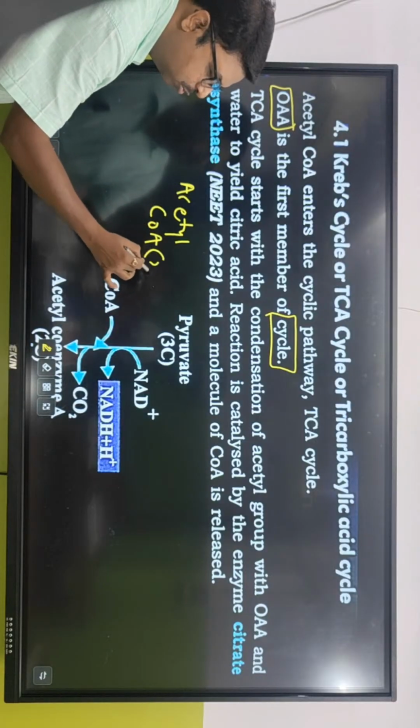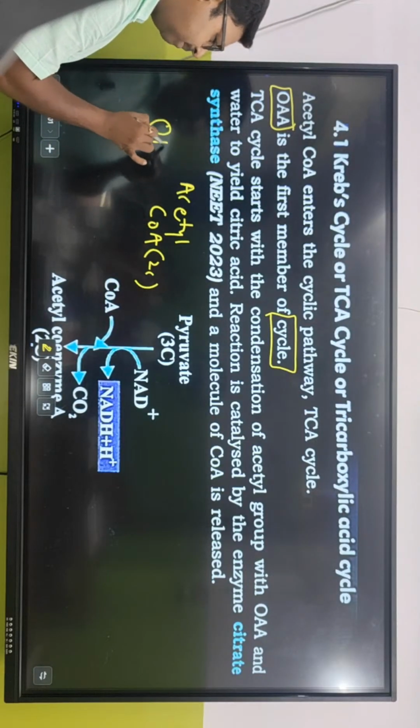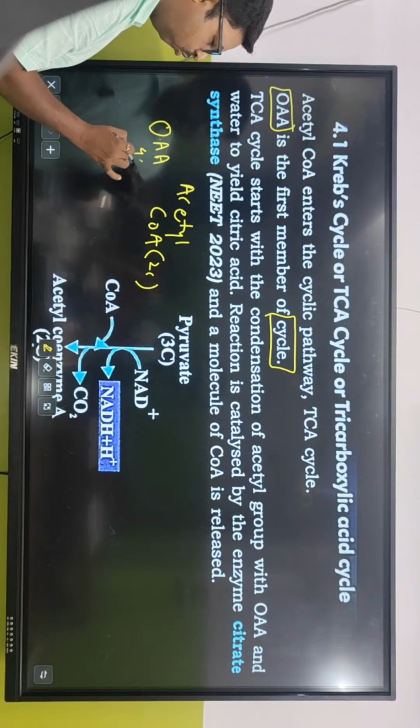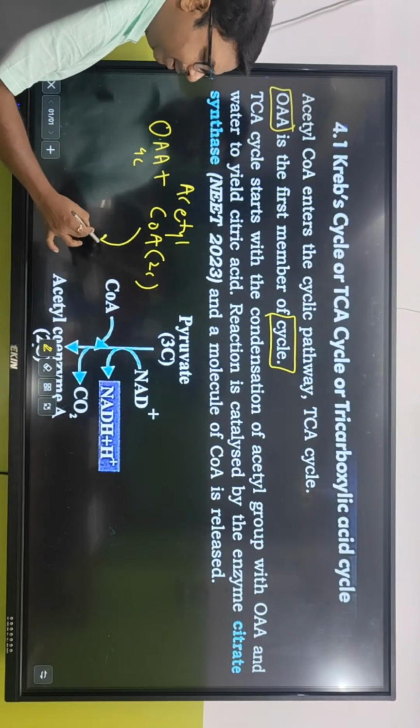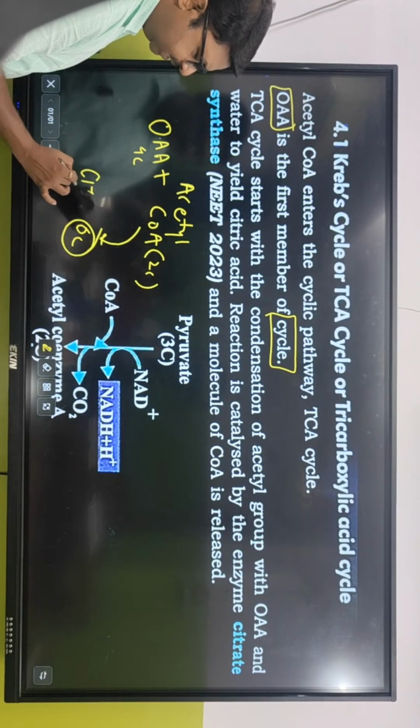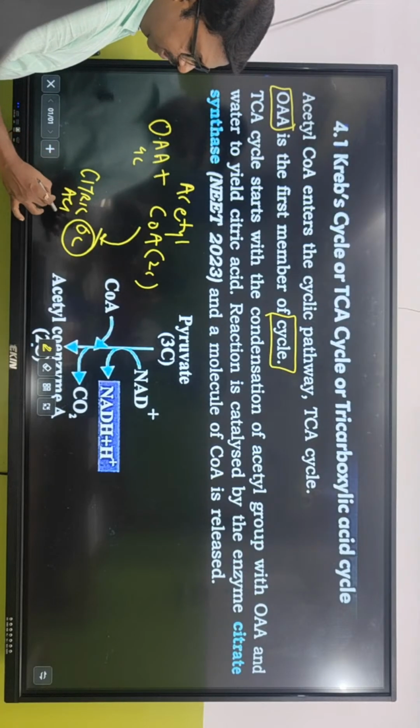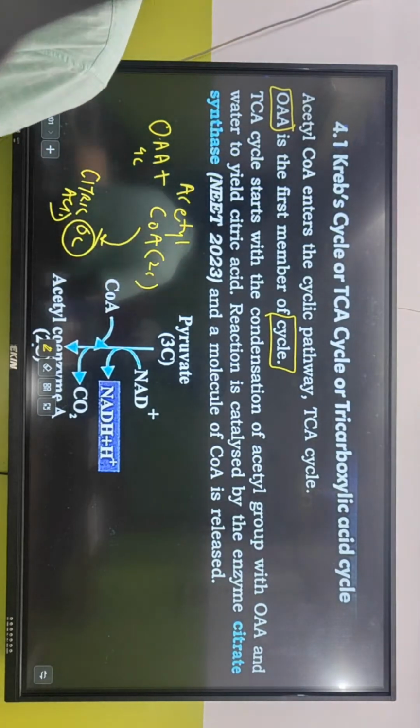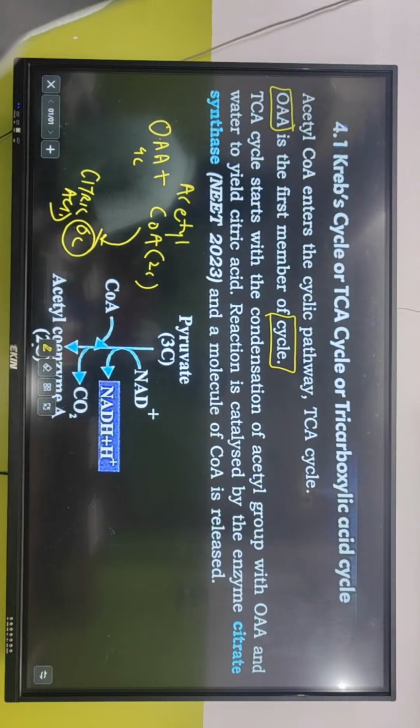Acetyl-CoA is how many carbon? 2 carbon. And the first member is what? Oxaloacetic acid, which is a 4 carbon. It binds with acetyl-CoA to make what? 6 carbon? Citric acid? Did you understand? So what is the first member of Krebs cycle? Is this clear? What is the first member of Krebs cycle? Oxaloacetic acid. Okay.